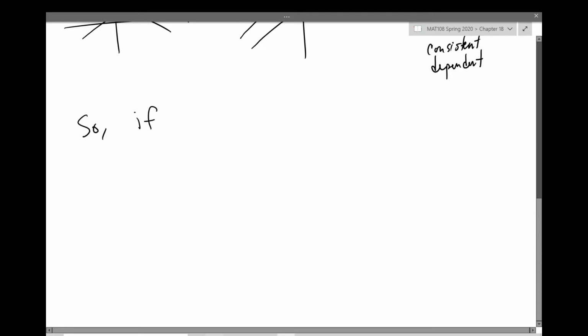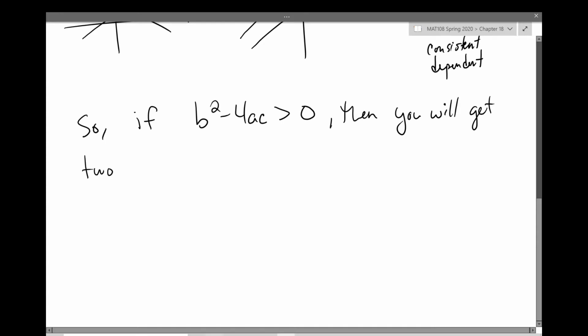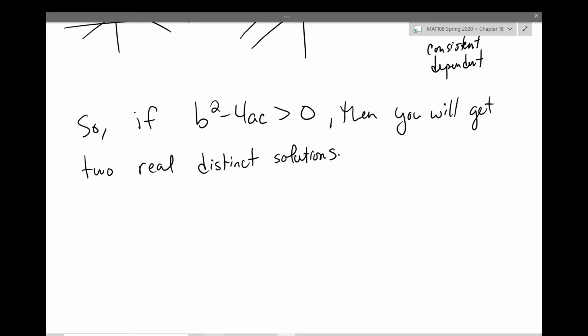Well, the discriminant tells us the types of solutions that we can get for quadratics. So I'm going to introduce you to the types of solutions first. If b squared minus 4ac is bigger than 0, then you will get 2 real distinct solutions. Sometimes you call these solutions roots, but you're not going to hear that word until you take pre-calc or calculus.